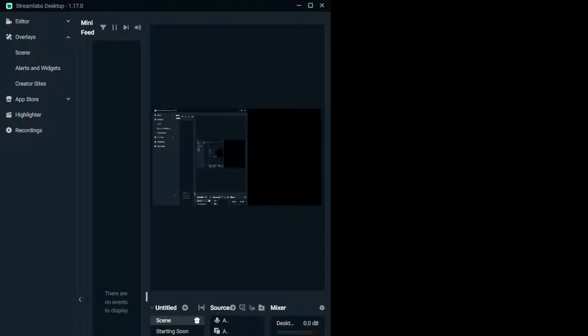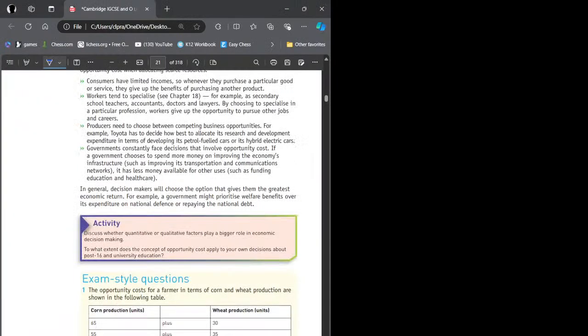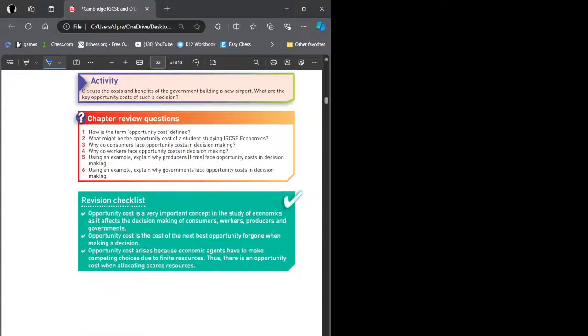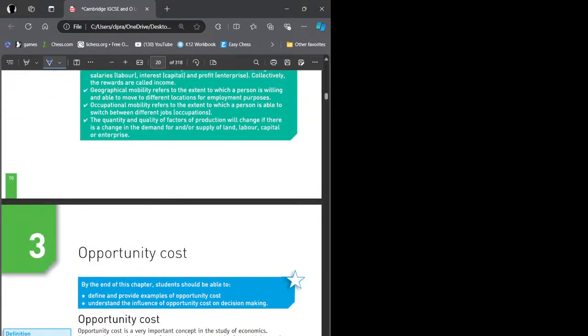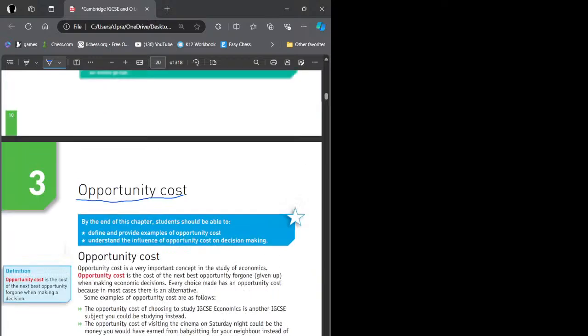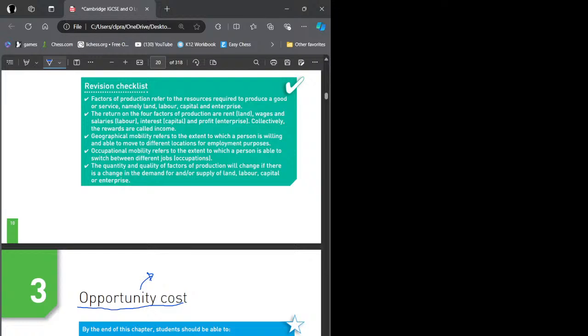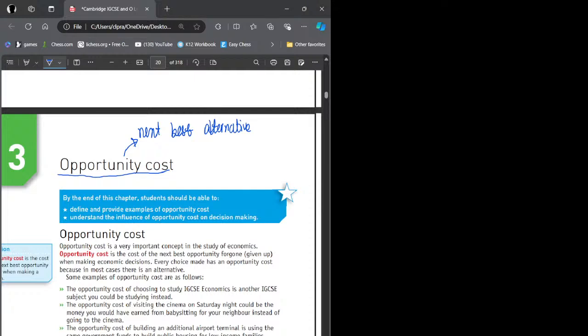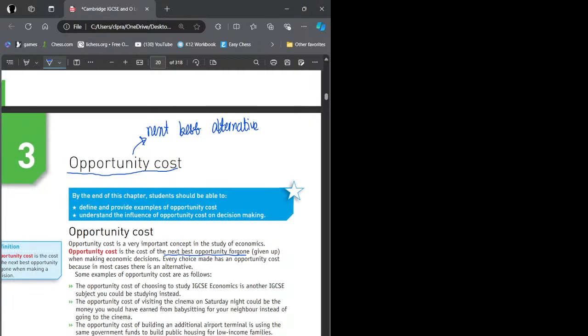Okay, we are back. So we are going to be completing this really quick now. Okay, opportunity cost. Fairly easy chapter. So when we talk about opportunity cost, you're talking about the next best alternative. Yeah, so it's the next best opportunity or alternative foregone when making an economic decision.